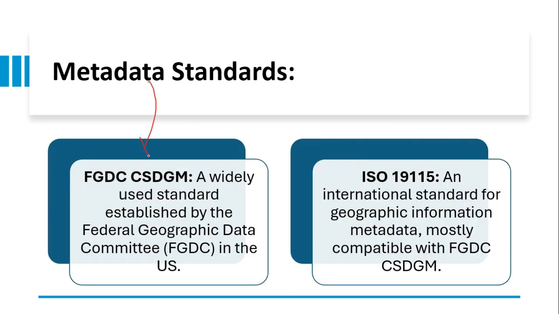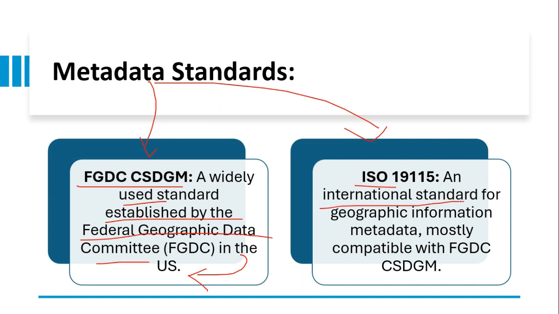So there are also some standards of metadata, like FGDC CSDGM, that is Federal Geographic Data Committee. It is a widely used standard in the USA. And ISO 19115 is an international standard for geographic information metadata, and it is also mostly compatible with the Federal Geographic Data Committee standard. So these are two standard types of metadata.